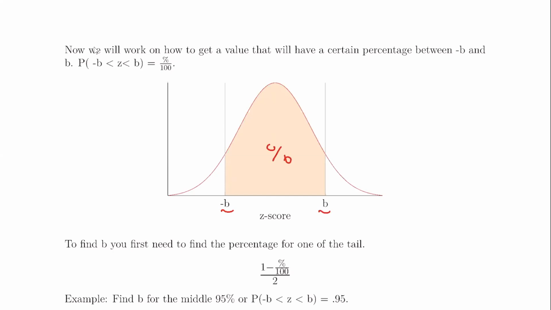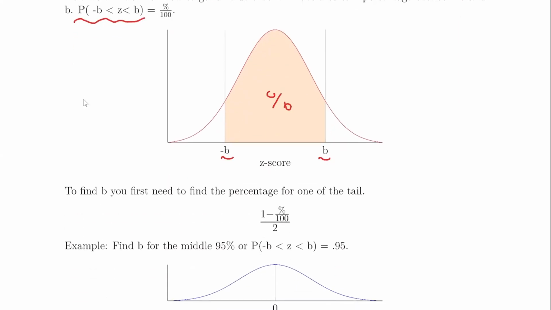So we're going to start finding what the z value has to be in order to capture the percentage in the middle. For this one, we're not getting the percentage to the left or the percentage to the right. We're getting the percentage in the middle. So let's go ahead and find this example.